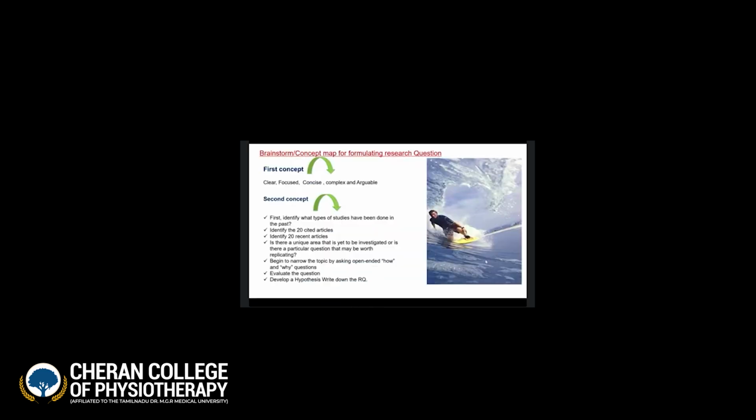All right. Now, next is the brainstorm concept of formulating a research question. The first thing is that the research question should be clear, as I mentioned in the earlier slide, based upon the previous slide, about knowing the characteristics. And it should be focused, concise, complex, and arguable. It should be arguable. Your research is your baby. You are taking care of your baby, and you should be confident enough to argue and debate your research.